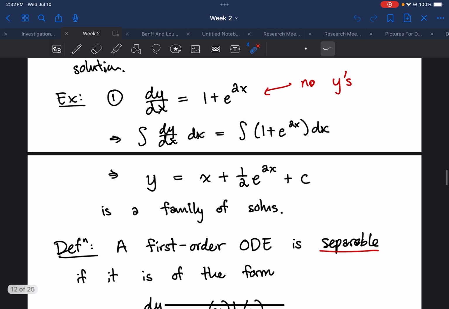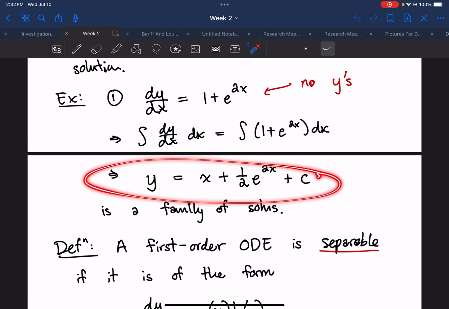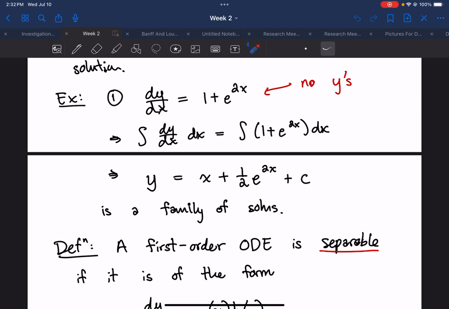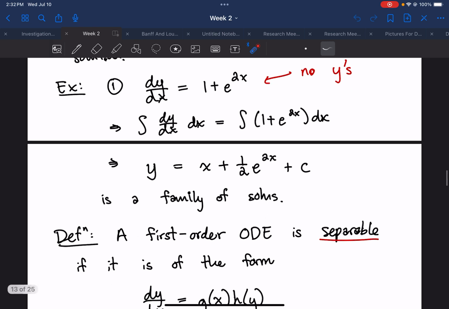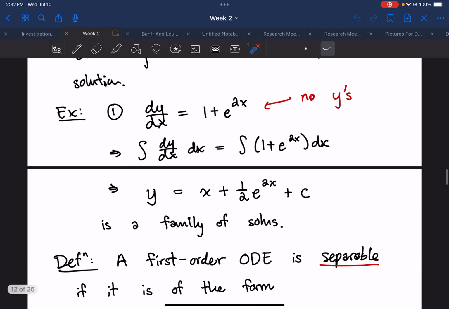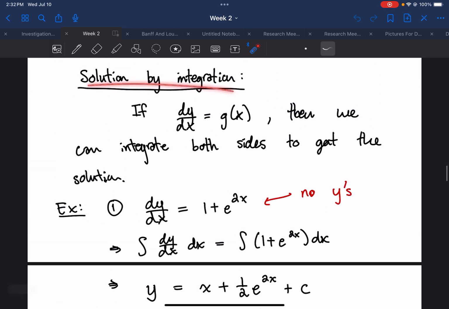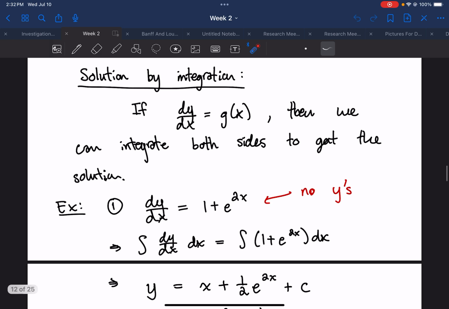Okay, this is the solution to this differential equation. Sorry, this is a family of solutions to this differential equation. If you were to plug this in for y right here, you'd get 1 plus e to the 2x equals 1 plus e to the 2x. That's how easy it is. So that's the easiest type of separable equation, when there is no separation that has to be done.